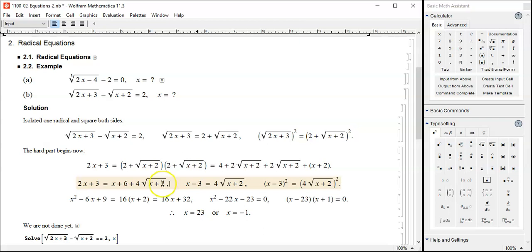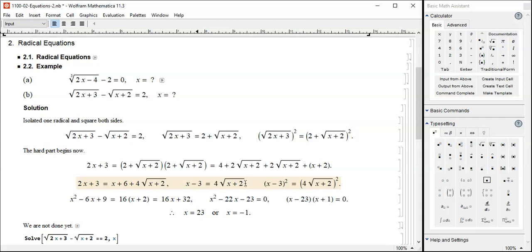And then flip these to the other side by taking the like terms together. And finally, we are ready to take the second step. We isolated this square root to the right-hand side, so we can square both sides now.